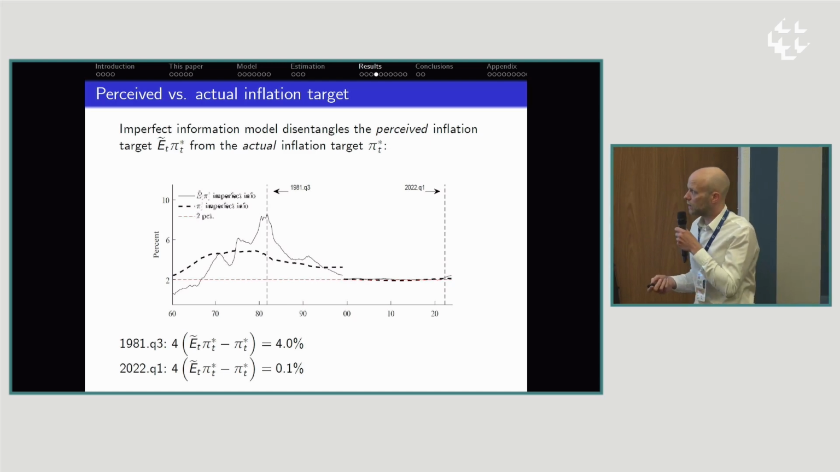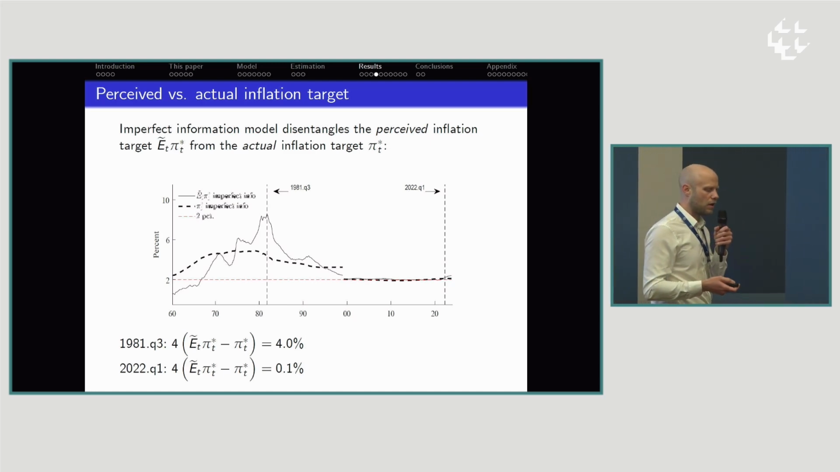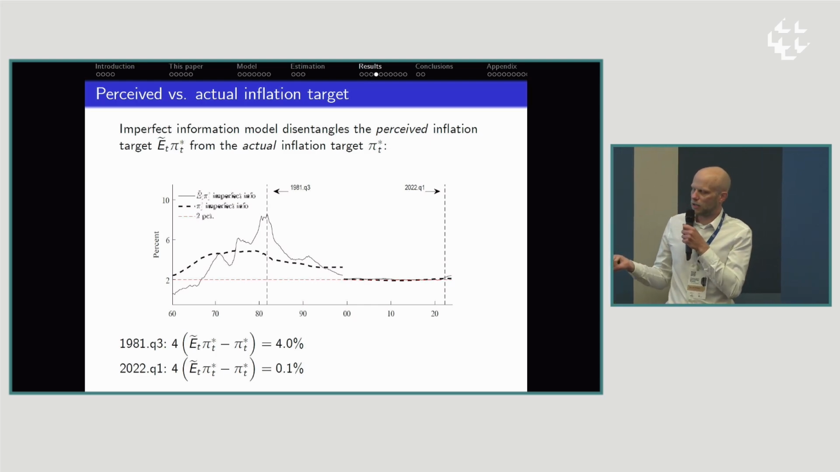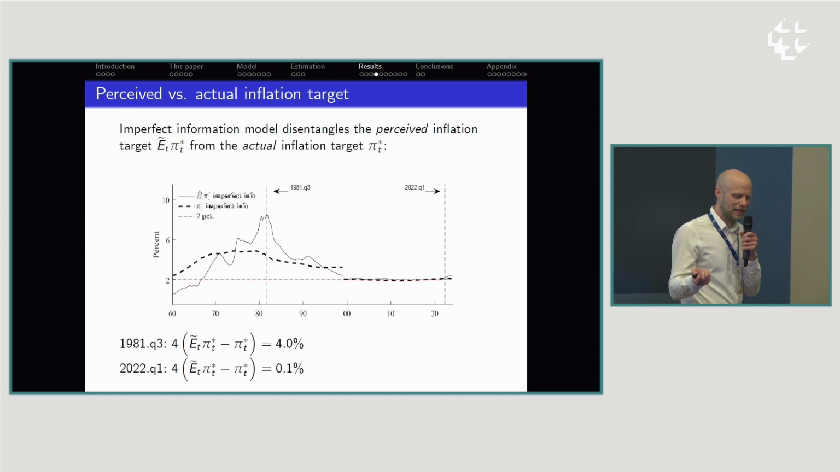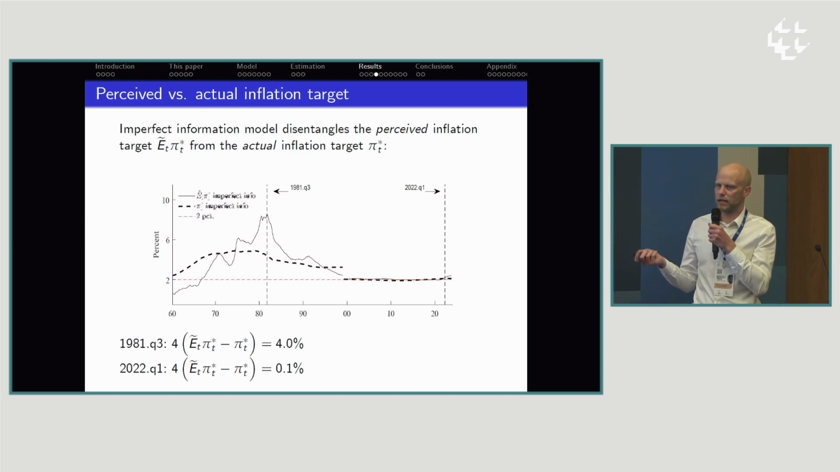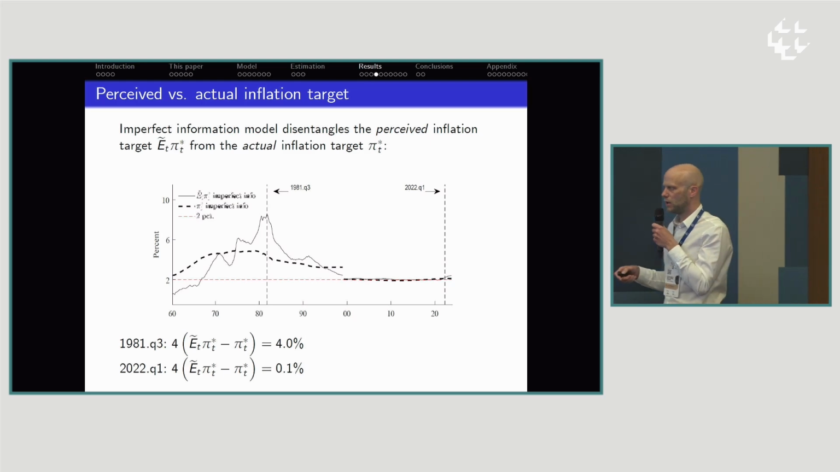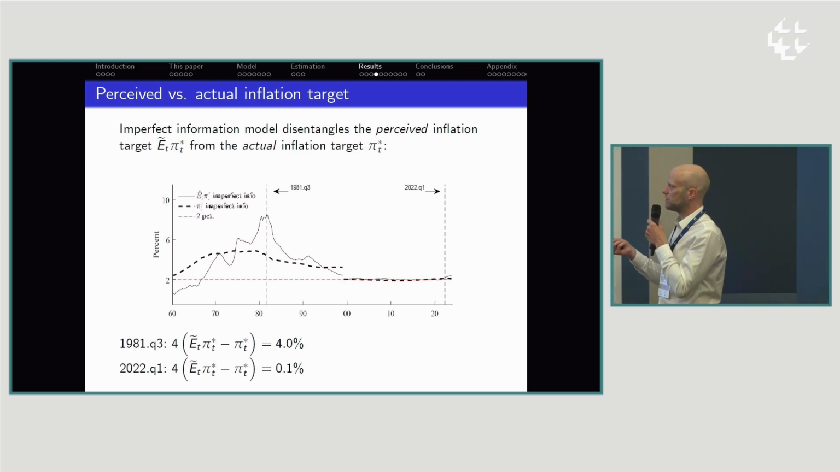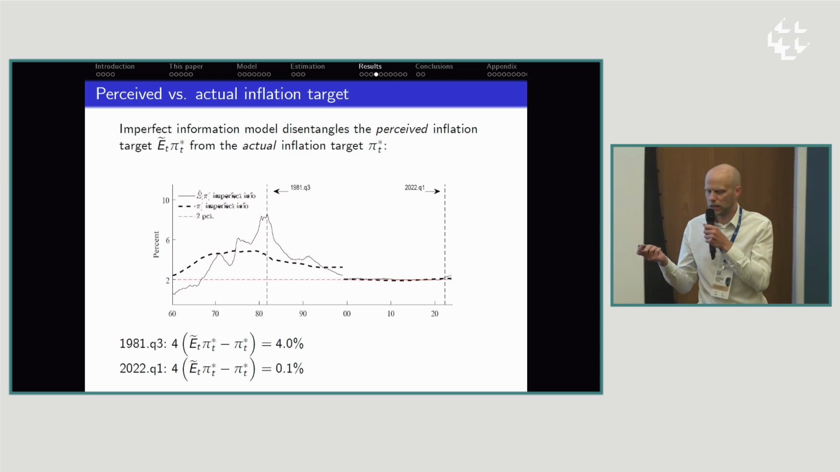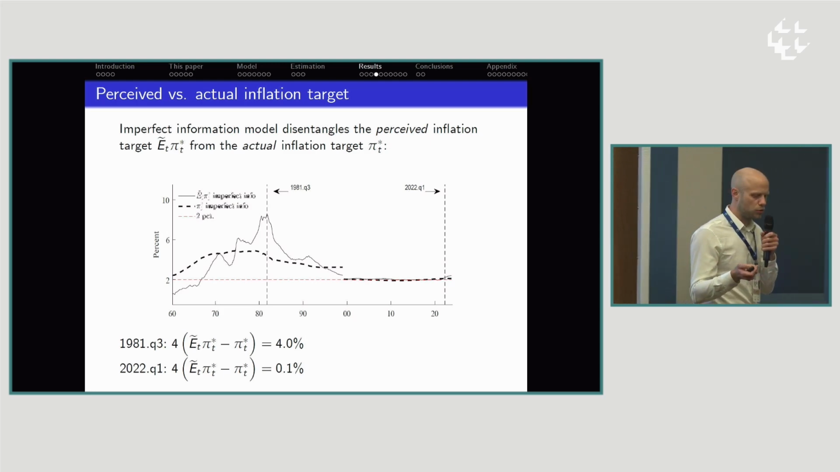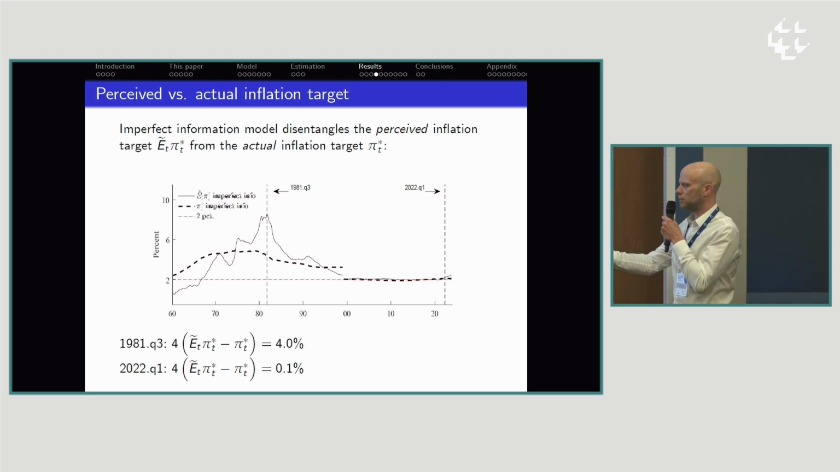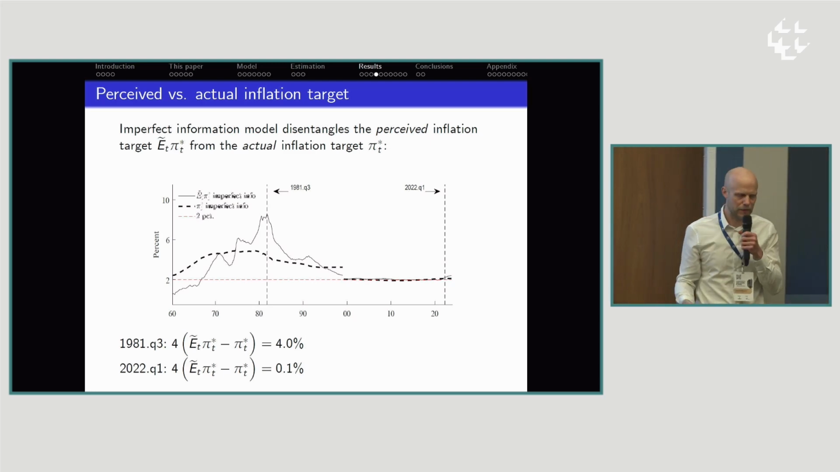and the solid black line is the perceived inflation target. And so a key feature of the early 80s and the 2020s is that in the early 80s you have a huge gap between the perceived inflation target and the actual inflation target of the central bank. So long-term inflation expectations were much higher than the inflation target. And in 2022, that was not the case, right? There was virtually no gap between those two, a 10 basis point gap.